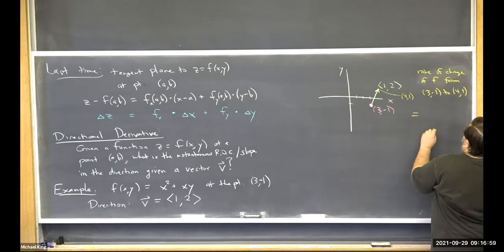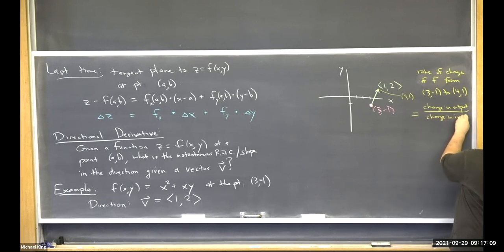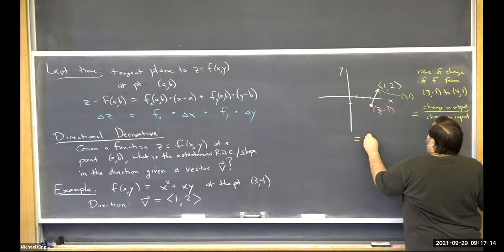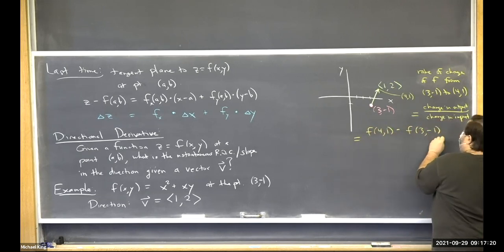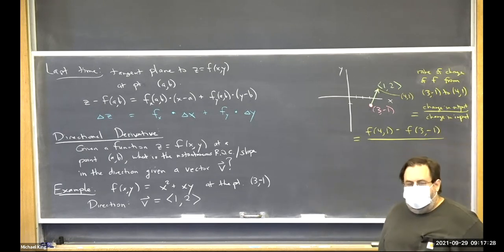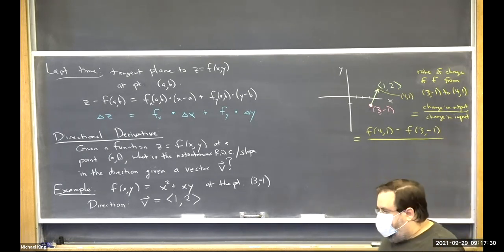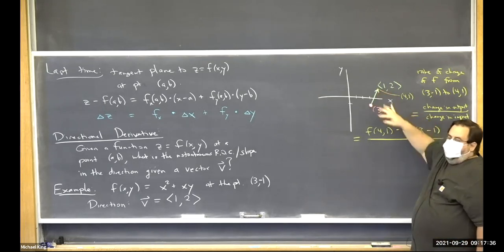So that equals, yeah, the change in the output over the change in the input. Functions have inputs and outputs. And so here you're saying that's f(4, 1) minus f(3, -1). And then what about the change in input? Because we have 2 inputs, x and y. And I think you already said it. The magnitude of, yeah, basically the length, the distance between these 2 points, right?